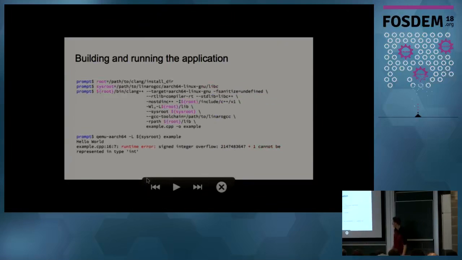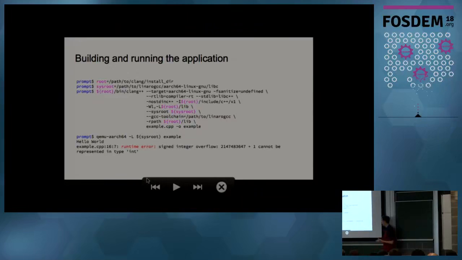So here's what I did, assuming everything was put together. I know it's going to be very difficult to read at the back. It's probably something that's best looked at offline. But I just want to highlight some of the options that I've used. Obviously for the select sanitize, -fsanitize, fine. The ones that I found the hardest to get right were the sysroot option and the GCC toolchain option.